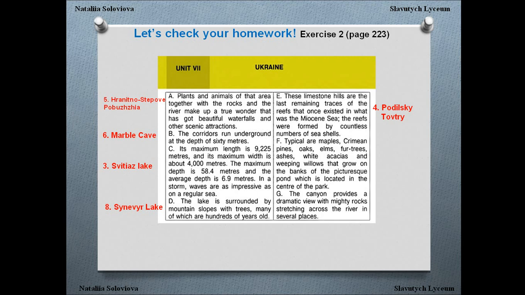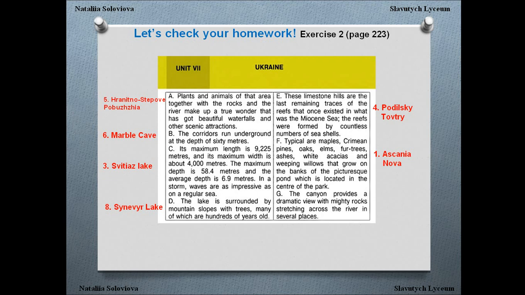Letter F. Typical are maples, Crimean pines, oaks, elms, fir trees, ashes, white acacias, and weeping willows that grow on the banks of the picturesque pond, which is located in the center of the park. So we are talking about some park with a wide range of different trees and plants. Where can you see all this? Of course, in Askania Nova.